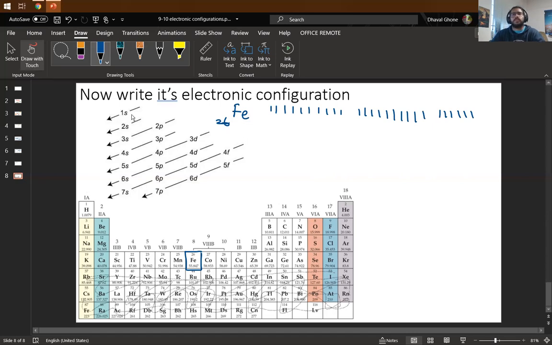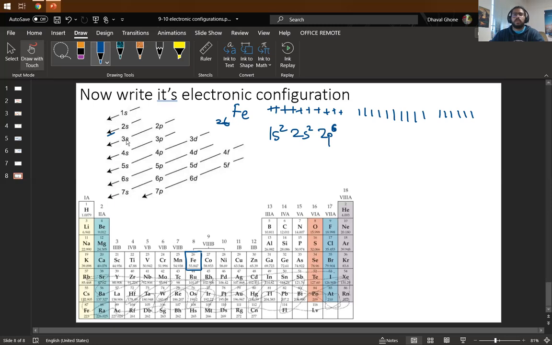And so I'm gonna start with the first line, 1s2, and take away 2 electrons. My next one is 2s, which can hold 2 electrons. So I'm gonna take 2 and put 2s2. Now move ahead. Next one is 2p. 2p can hold 6 electrons. So I'm gonna write 1, 2, 3, 4, 5, 6, and then put 6 electrons here. Maximum. I'm done with 10. I still have plenty left to go.